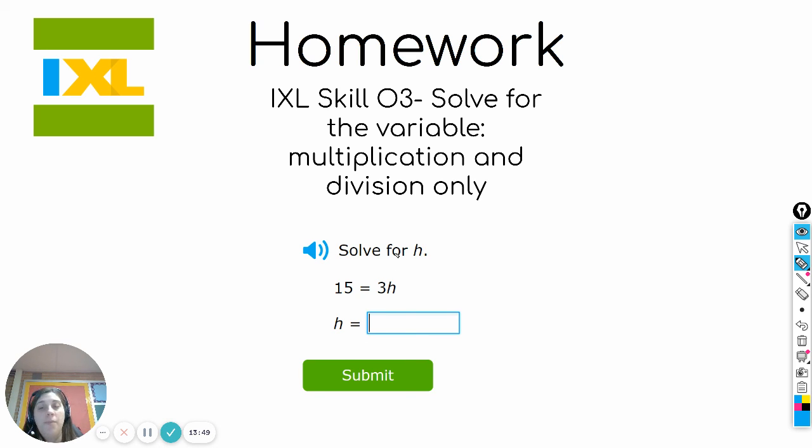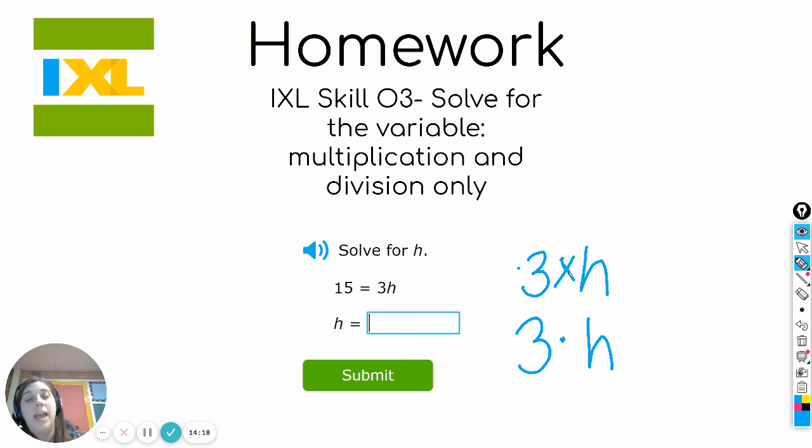You might notice, though, as you see here, you're solving for h. 15 equals 3h. Now, 3h really means 3 times h. Sometimes they just put them together and that means multiplication. You might also see multiplication written as 3 times h, where the times is just that little dot. So if you see it any of these ways, where it's the number and then the letter next to it, or the number with a little dot and then the letter, all of these mean multiplication.